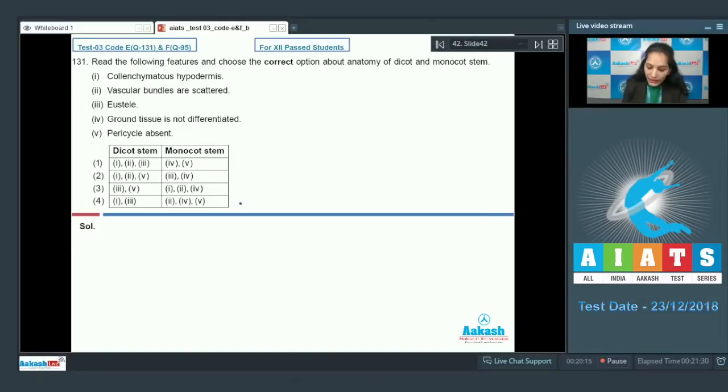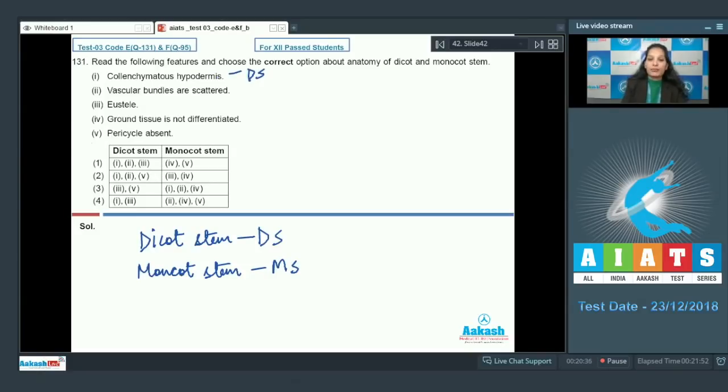Now see here, we can write dicot stem as DS and monocot stem as MS. Now see here, collenchymatous hypodermis. It is a feature of dicot stem because collenchyma is absent in monocots. The hypodermis cannot be collenchymatous in monocots. It is sclerenchymatous in monocots. So this is a feature of DS, dicot stem.